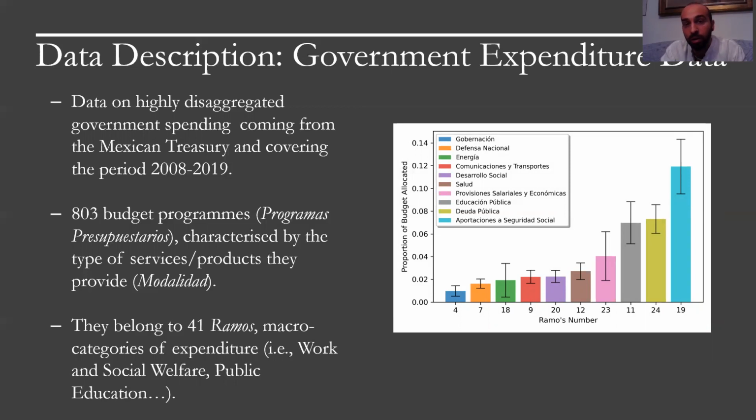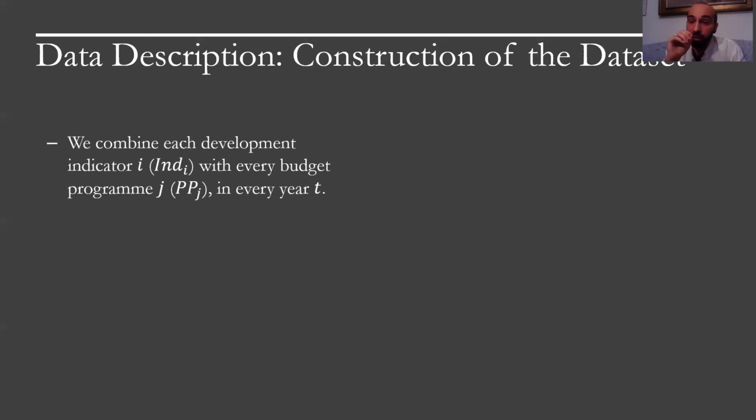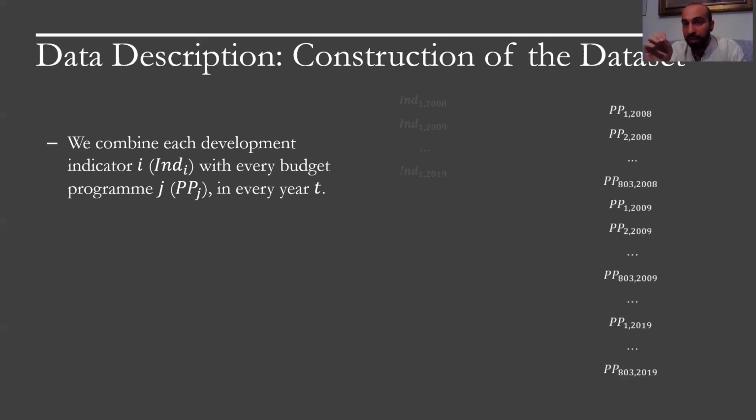But you can already see that there are systematic differences in the allocation of resources across these different macro categories of expenditure. Now, to build the final data set, we combine each development indicator to all possible budget programs, but separately for every year. So basically, we take the first development indicator in 2008, and let's just move this here, and we link it to the first budget program in 2008, and that is one observation. Then we link it to the second budget program in 2008, and that is a different observation. And we continue for all budget programs in 2008.